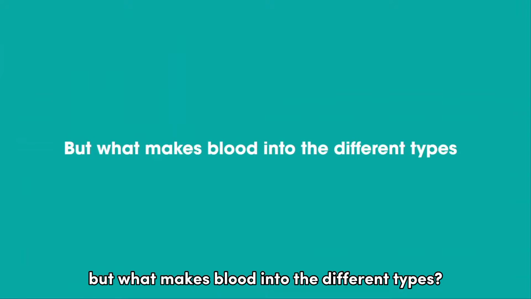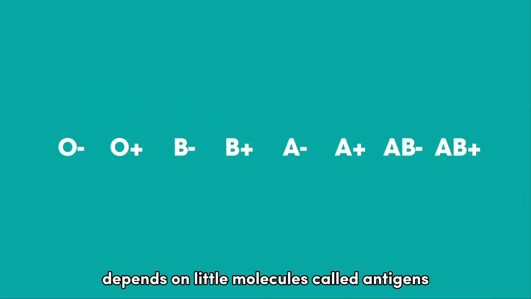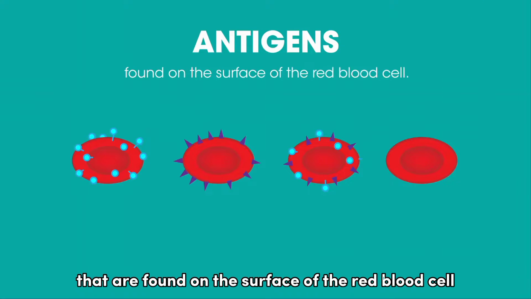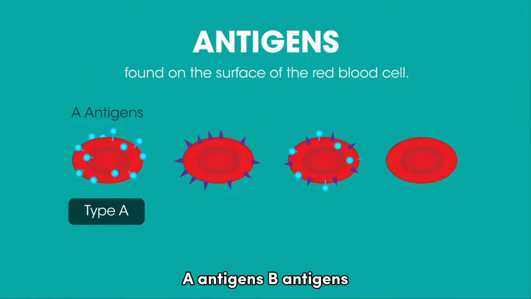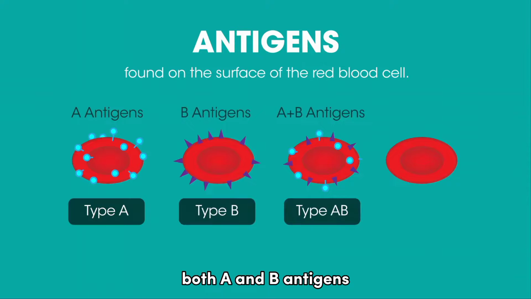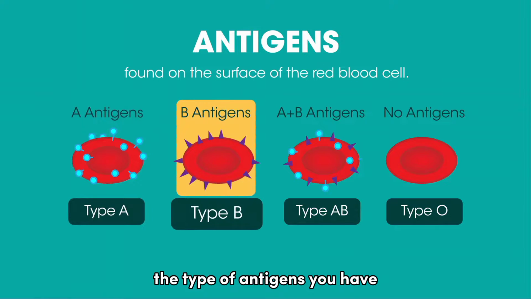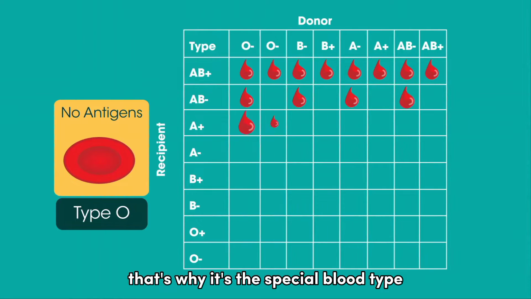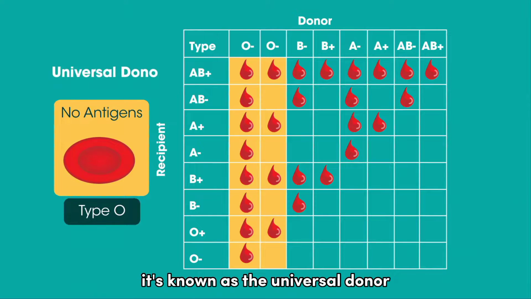But what makes bloods into the different types? The type O, B, A, or AB depends on little molecules called antigens that are found on the surface of the red blood cells. The antigens can be A antigens, B antigens, both A and B antigens, or there may be no antigens. As you can see, the type of antigens you have determines which blood type you are. See how type O doesn't have any antigens. That's why it's a special blood type that can be donated to everyone else. It's known as the universal donor.